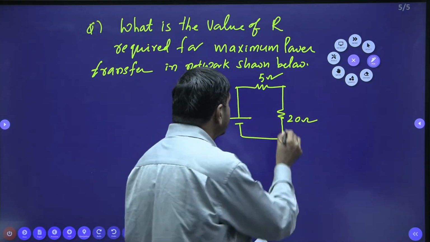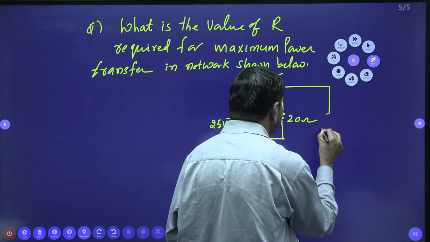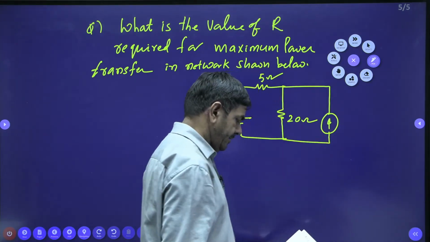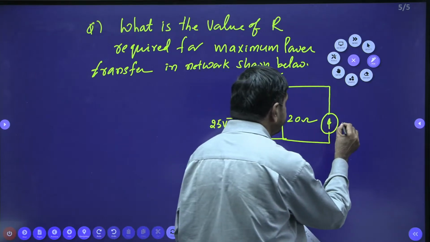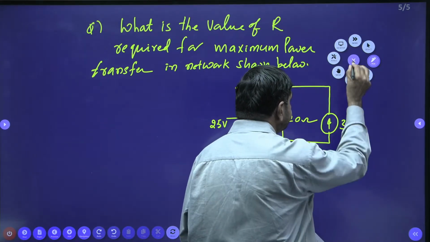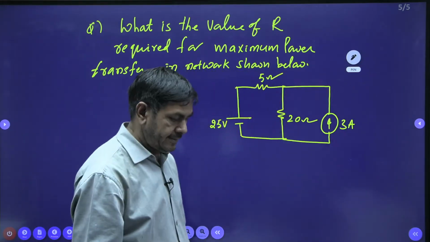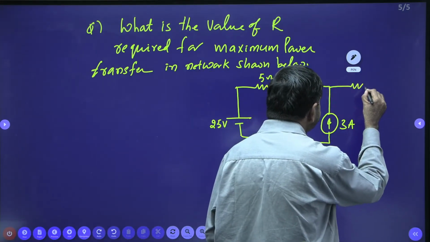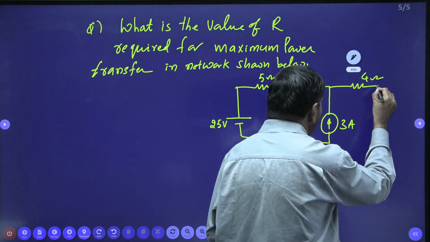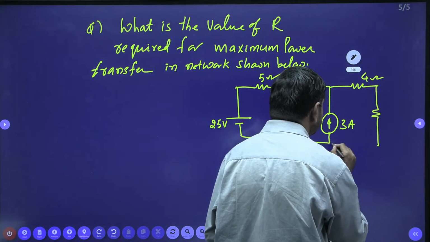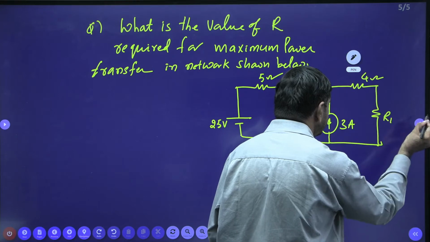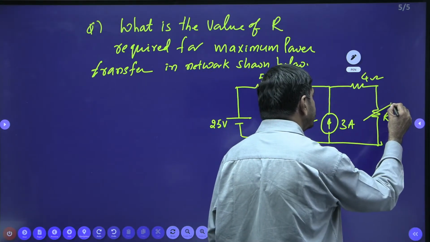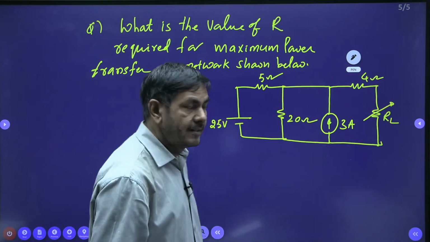And there is one current source. That current source is given like this. Its value is nothing but 3 amperes. And there is one 4 ohm resistor here, and the load is connected this side. There is RL. Yes, the problem was given here. This is the RL.